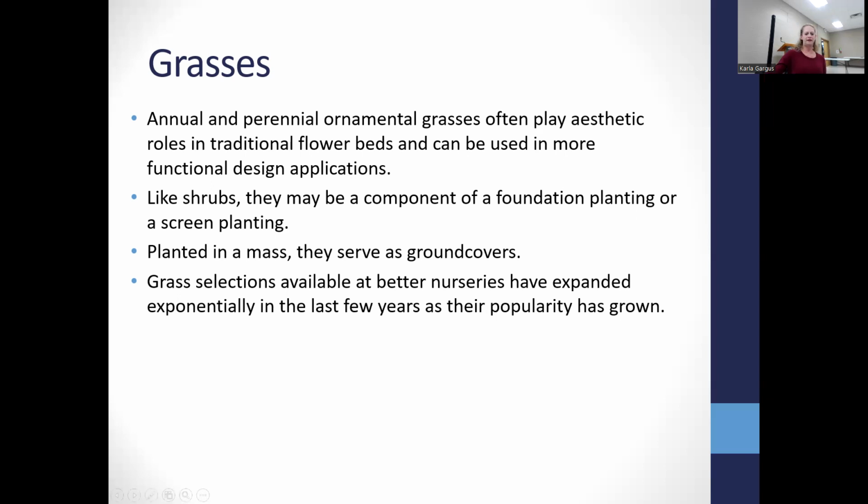So don't forget, especially if you're planting a screen, to include those grasses, for that diversity in the landscape. And it does give a home to wildlife.